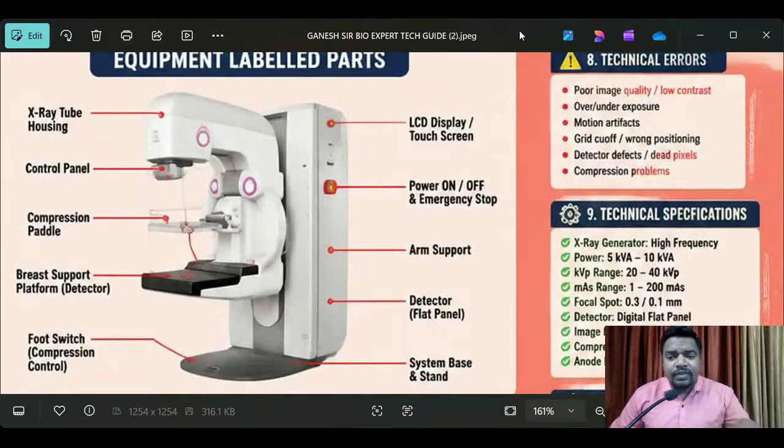Because I have worked in corporate and private hospitals, there are different types of mammography equipment, but the looking is the same while the manufacturers are different. So different specifications are available, and how much power is involved and what technical errors occur, everything I'm going to share with you right now.